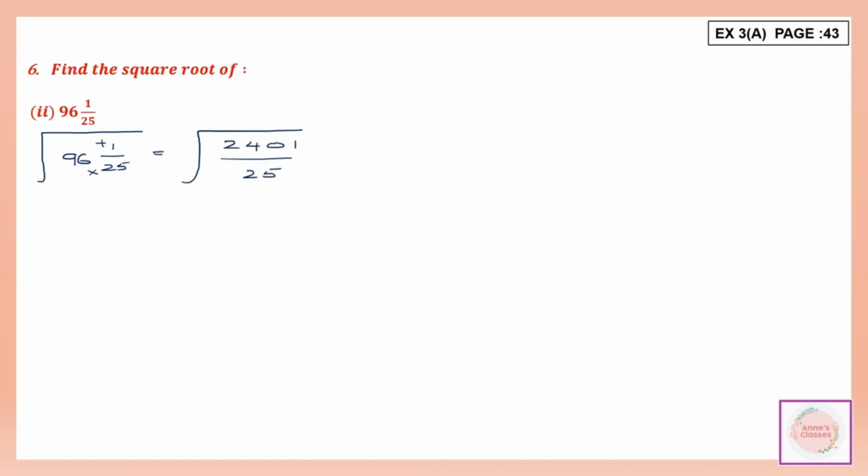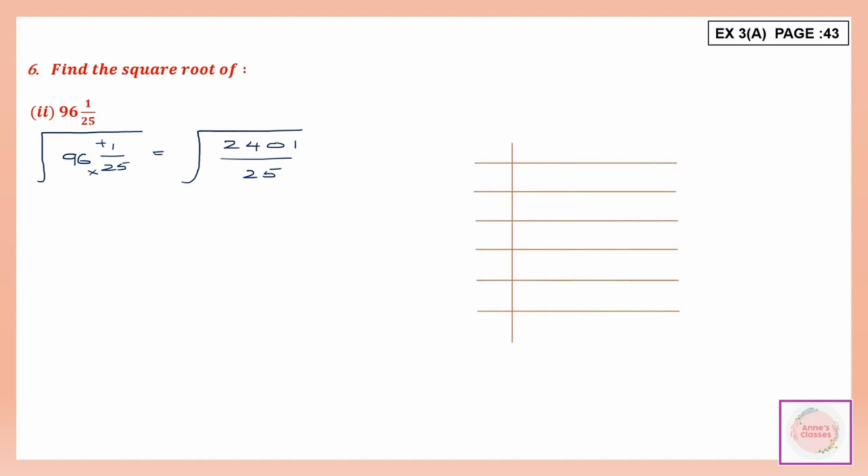So now let's find the prime factors of 2401. Now look at this number. This is not divisible by 2 because it's not an even number. Is it divisible by 3? We can add it up. 2 plus 4 is 6. 6 plus 1 is 7. 7 is not in the tables of 3, so it's not divisible by 3.